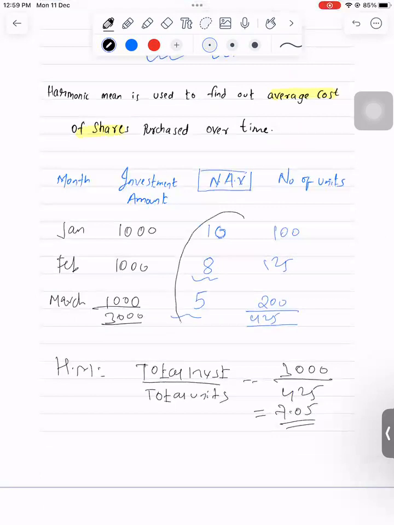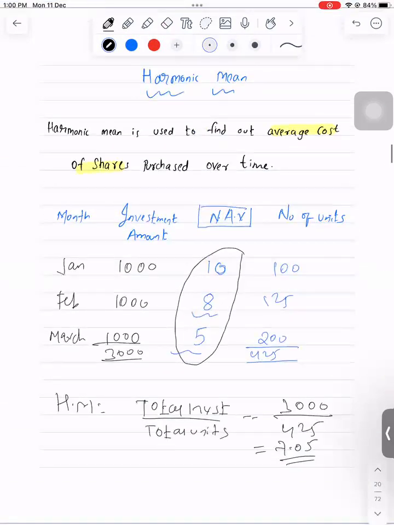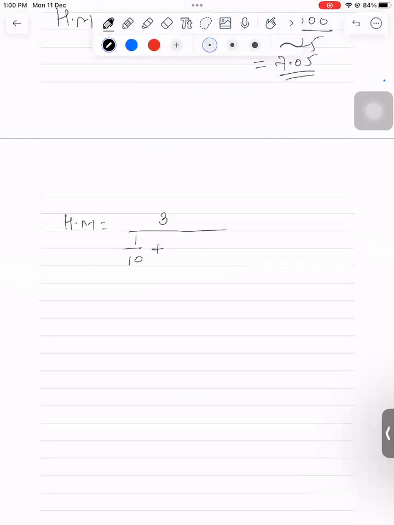Now look at the NAV. There are 3 observations in the data set: 10, 8, 5. So there are a total of 3 observations. In the numerator, you will write down the number of observations. In the denominator, you will write down the reciprocal of NAV. Take for example, January month NAV is 10, reciprocal of 10 will be 1 by 10. Feb NAV is 8, reciprocal of 8 is 1 by 8. March NAV is 5, reciprocal of 5 will be 1 by 5. When you do this calculation, again you will get the same answer, 7.05.